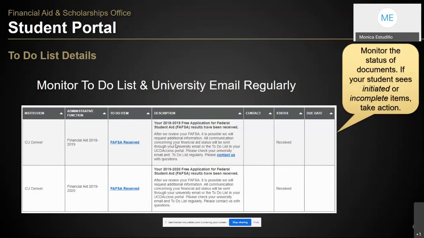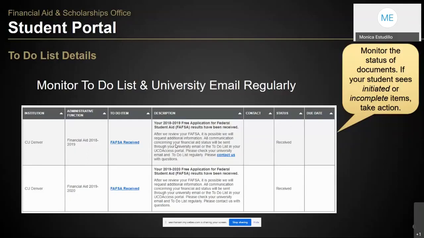So definitely the to-do list is something really important to keep an eye out on, because it does tell you what you need to complete so that you'll be set for school. Sometimes you'll see other things on here that are not financial aid related, so that's why it's important to check that, because maybe admissions is needing something from you. And so it's good to check this.